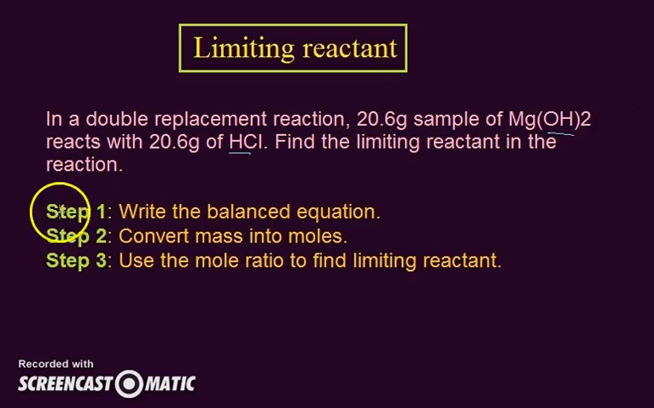We follow these simple steps to find the limiting reactant. The first step states: write the balanced chemical equation. Here, magnesium hydroxide is the first reactant. I mention here magnesium hydroxide, and it reacts with hydrochloric acid. This is another reactant. Now we predict the products.